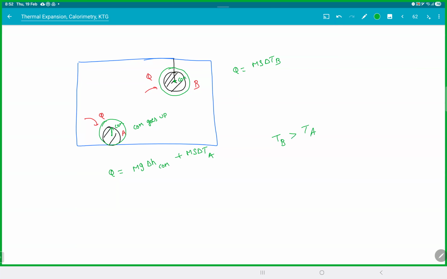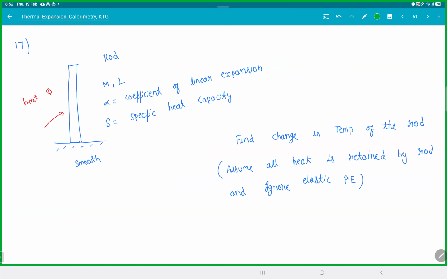Did everyone get it? Now, using the same logic, can you try this now? I made a numerical out of it, but that was the actual question. Who will have more temperature? I'll give you a minute now. They were using thermal expansion, work power energy, and calorimetry.